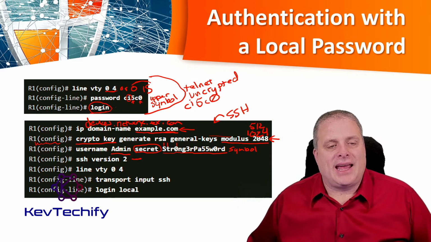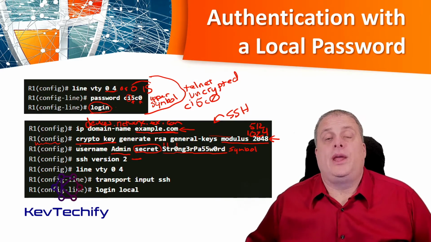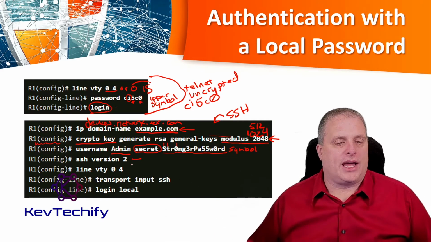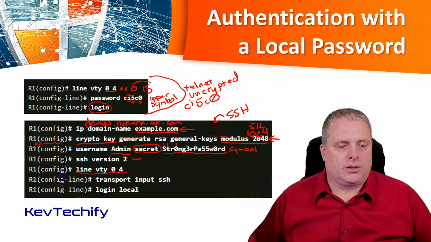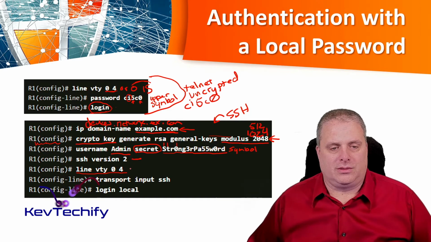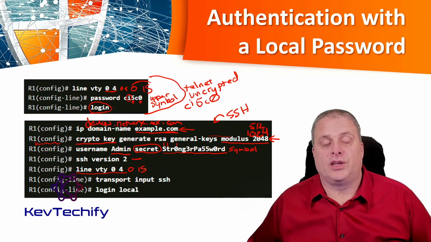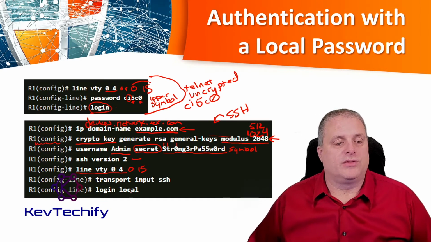Once you have the SSH set up, now we have to say, okay, let's go ahead and use that. That's where we go in here. We go into our line, VT virtual terminal, VTY 0 to 4. I prefer to use 0 to 15. Make sure we cover all 16 of those.